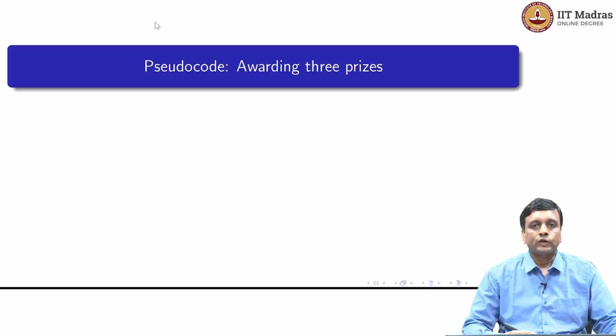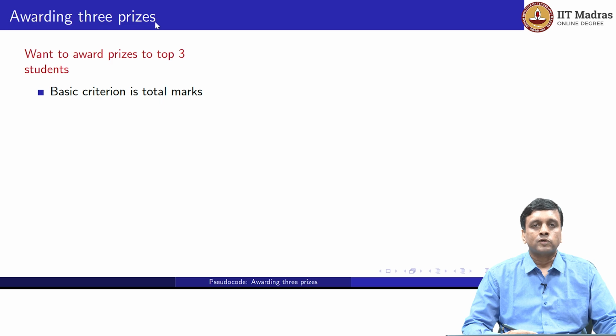Now that we have seen the notation for procedures, let's try and write pseudocode for one of the more complicated examples that we did in class, the one where we awarded prizes to the top 3 students in the class. So our goal was to award top 3 prizes, and basically we wanted to give these prizes to the students with the maximum marks, but then we had some side conditions.